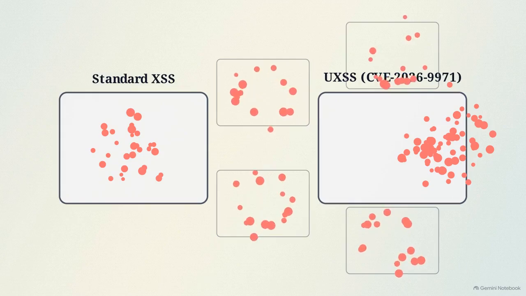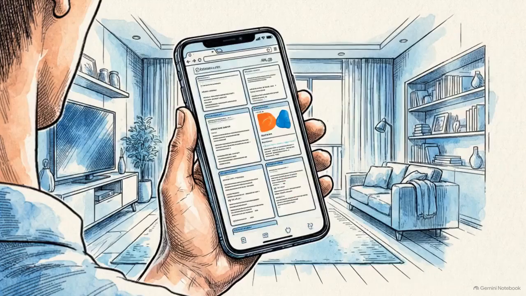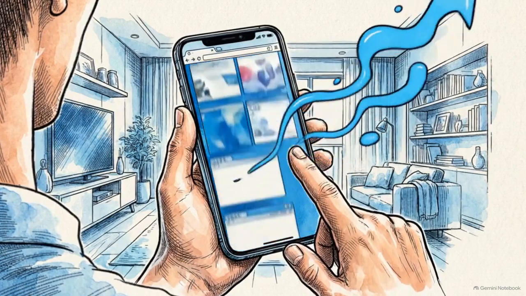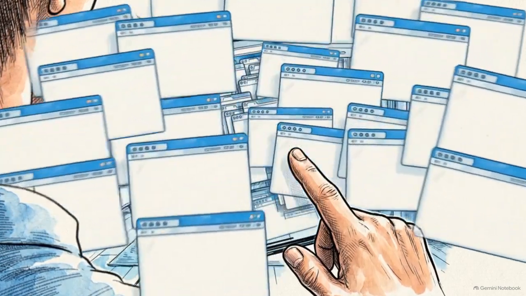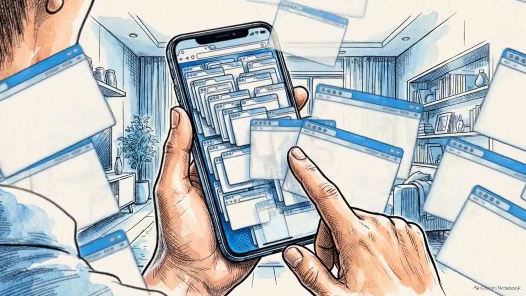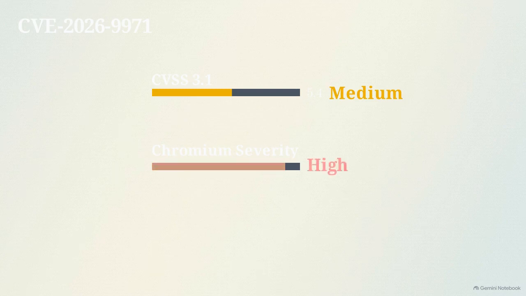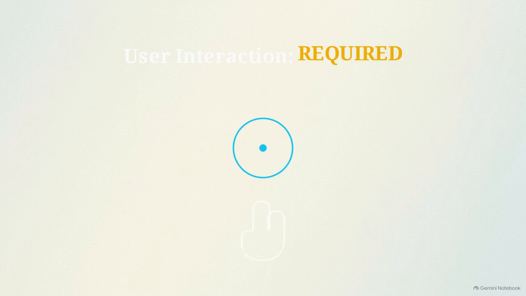Malicious code floods every open tab. So for the end user, routine taps or swipes on a malicious page turn into arbitrary HTML injections across their entire browser ecosystem. The CVSS 3.1 base score is only a 5.4 medium, even though Chromium rates the internal impact as high. This exists because user interaction is strictly required.